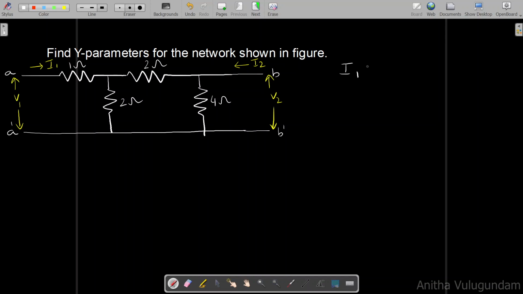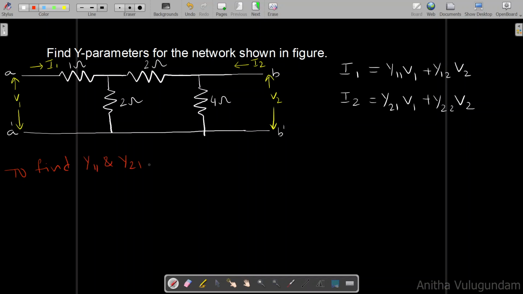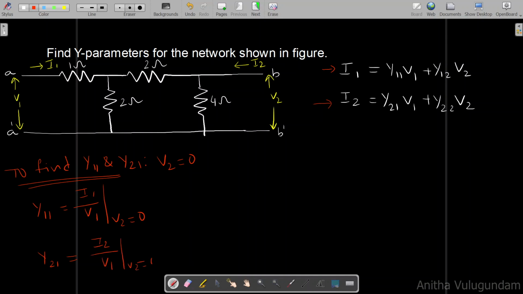Y parameter equations are described as I1 equal to Y11 V1 plus Y12 V2, and I2 equal to Y21 V1 plus Y22 V2. To find Y11 and Y21, V2 equal to 0. Y11 can be written, from the first equation, as I1 by V1 when V2 equal to 0, and Y21 can be written, from the second equation, as I2 by V1 when V2 equal to 0.